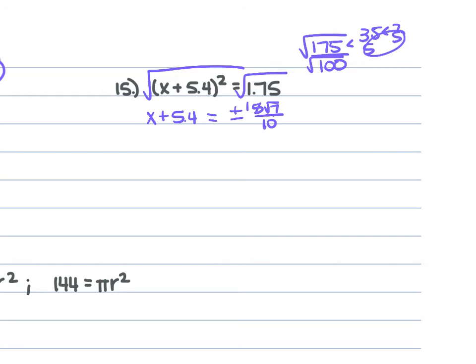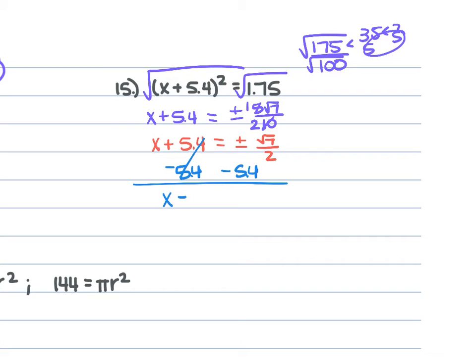The 5 can become a 1. The 10 becomes a 2. So we can rewrite this as x plus 5.4 is equal to plus or minus square root 7 over 2. We can now subtract the 5.4 from each side. And this is going to leave us with x is equal to negative 5.4 plus or minus the square root of 7 over 2.